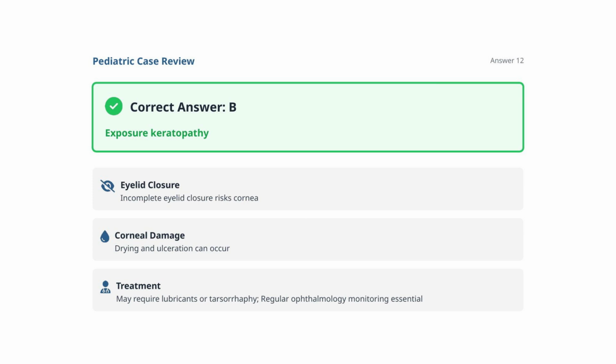The prominent eyes and shallow orbits prevent complete eyelid closure, especially during sleep. This exposes the cornea to drying, irritation, and potential ulceration. Immediate treatment with artificial tears and lubricating ointments is necessary.